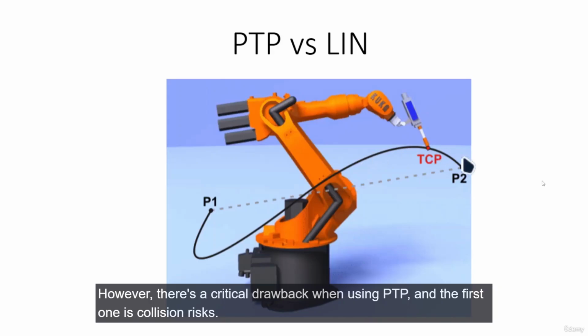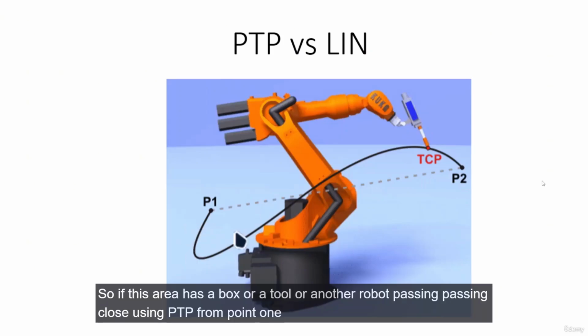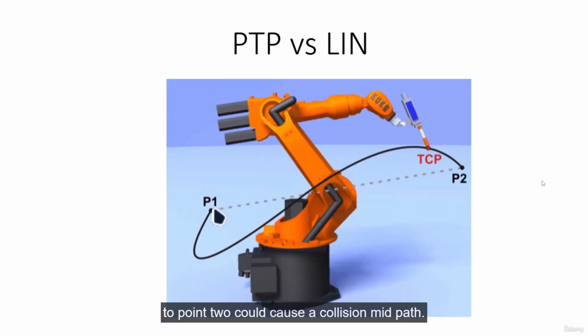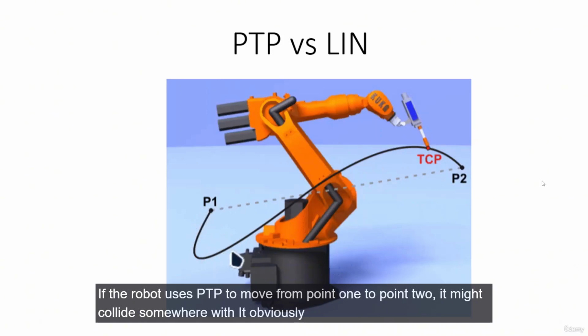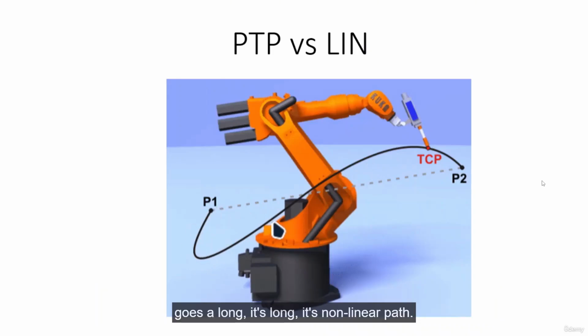However, there's a critical drawback when using PTP, and the first one is collision risk. So if this area has a box or a tool or another robot passing close, using PTP from point 1 to point 2 could cause a collision mid-path. This is where linear motions become essential. If the robot uses PTP to move from point 1 to point 2, it might collide somewhere with obstacles along its non-linear path. Now, how does linear motion differ?